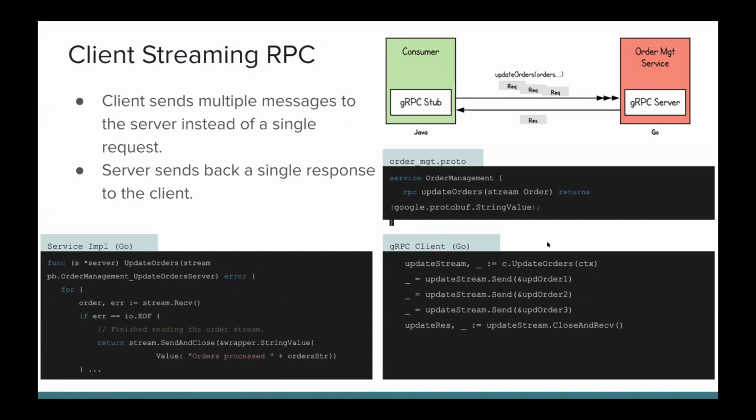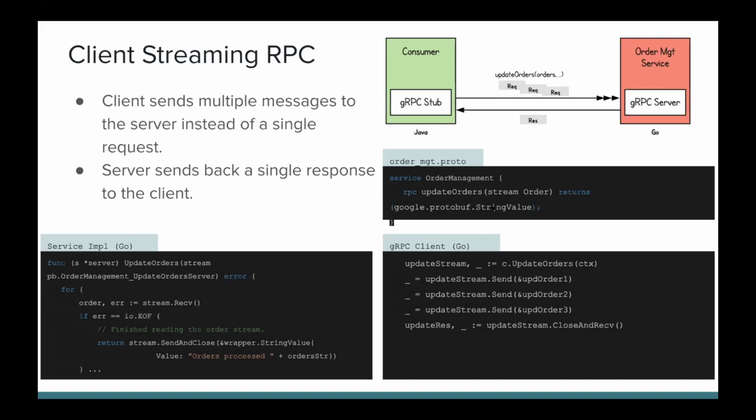All right, so this is client streaming, pretty much the opposite of server streaming. Here we are sending multiple requests to the server, and the server is sending a single response back to the client. In this example, we are sending update orders, and it is a collection of orders that you're sending. In the service definition, you can specify a stream of orders as the argument of the remote method, and it returns a single value.